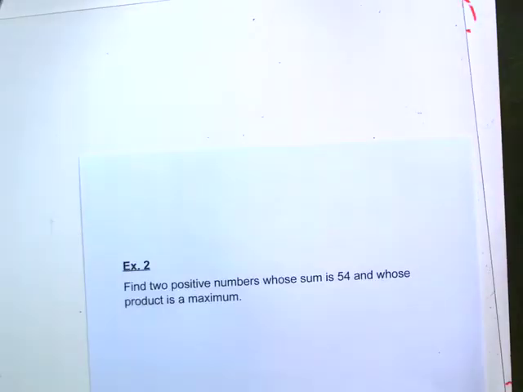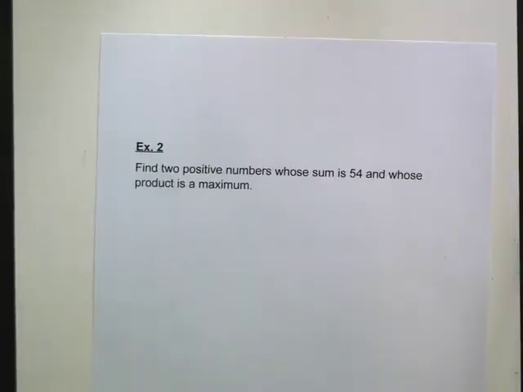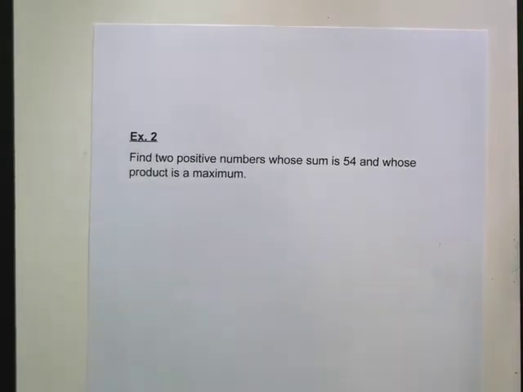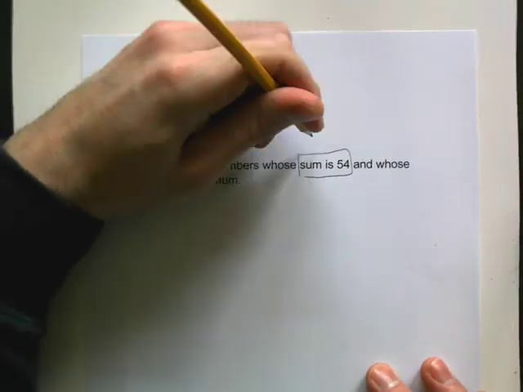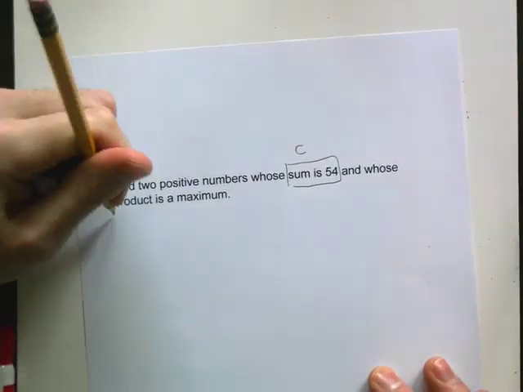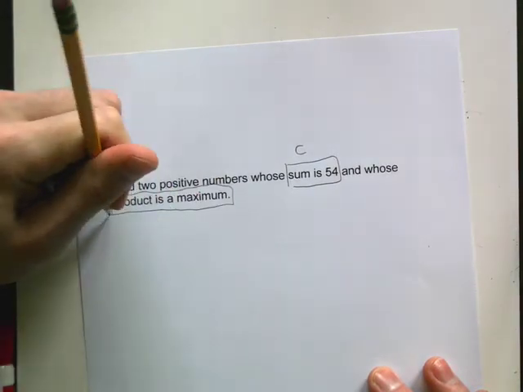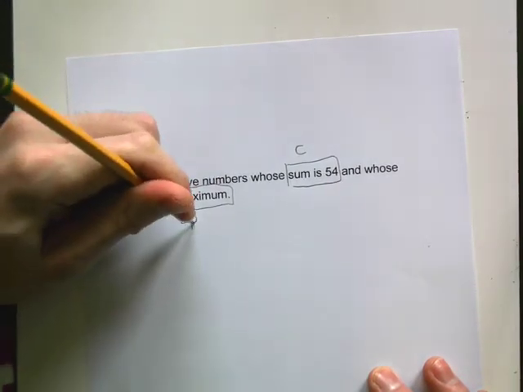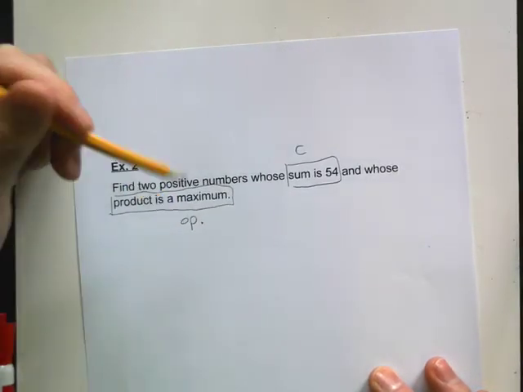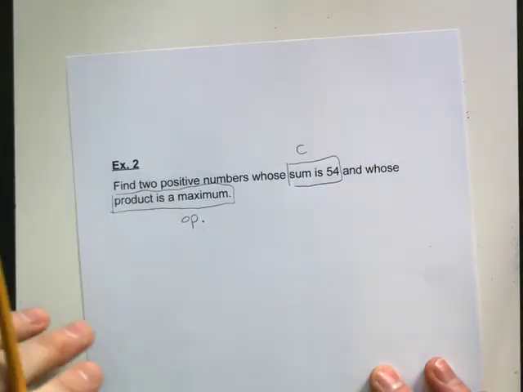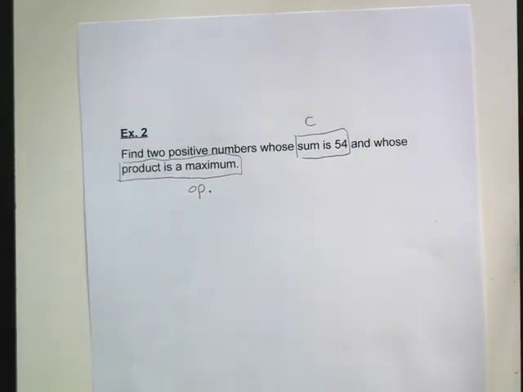So let our second example be, and I'll let you guys write it down for a minute here. So it says find two positive numbers whose sum is 54 and whose product is a maximum, okay? This is your constraint. Product is a maximum. Remember, if we're finding maximum or minimum values, that's our optimization equation. So we have a constraint equation, we have an optimization equation, okay? So let's set these up.